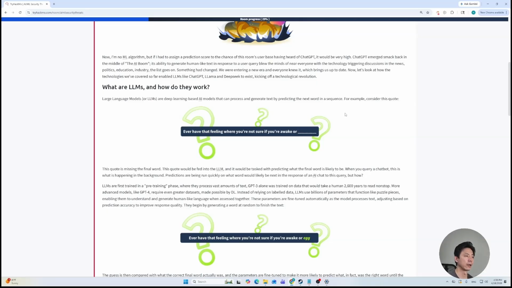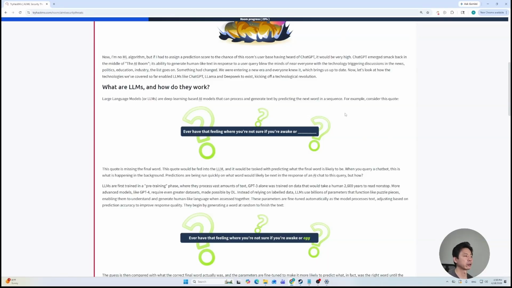Instead of relying on labeled data, LLMs use billions of parameters that function like puzzle pieces, enabling them to understand and generate human-like language when assembled together. These parameters are fine-tuned automatically as the model processes text, adjusting based on prediction accuracy to improve response quality.